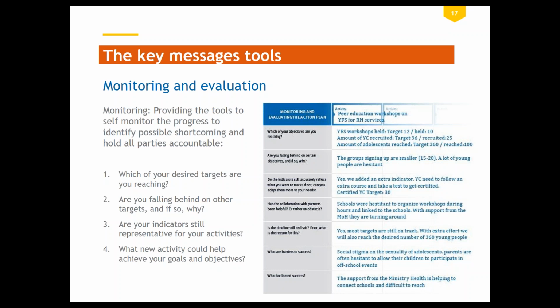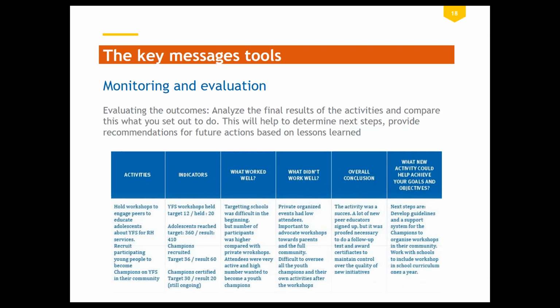So most of these things are pretty clear-cut and for most people pretty well known, but we still include everything because we want to make a well-rounded set of tools. So the final one is an evaluation tool, because it's always important to analyze your final results and compare this with what you set out to do. And this will help to determine next steps and provide recommendations for future actions based on lessons learned. So we included the following questions: what did not work well and what should be changed, what was a disappointment, what worked well and should be continued in the future, and what new activities could help achieve your goals and objectives.